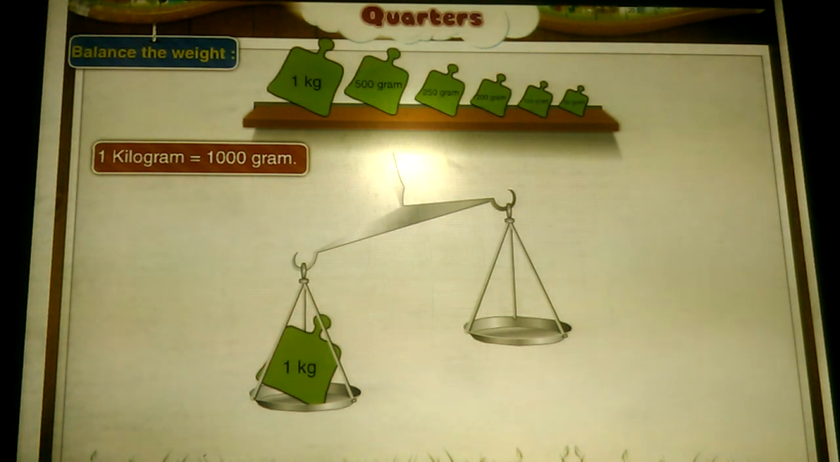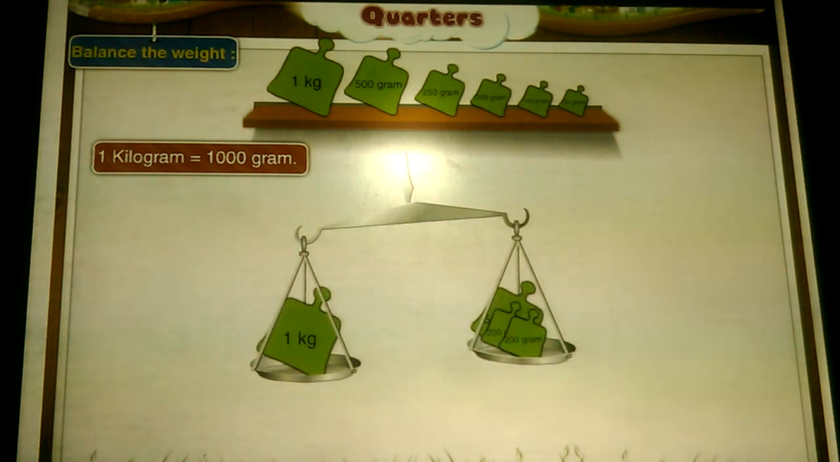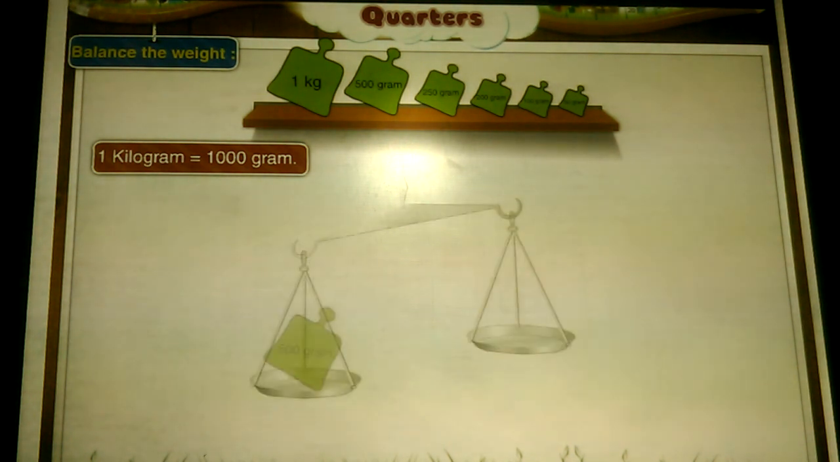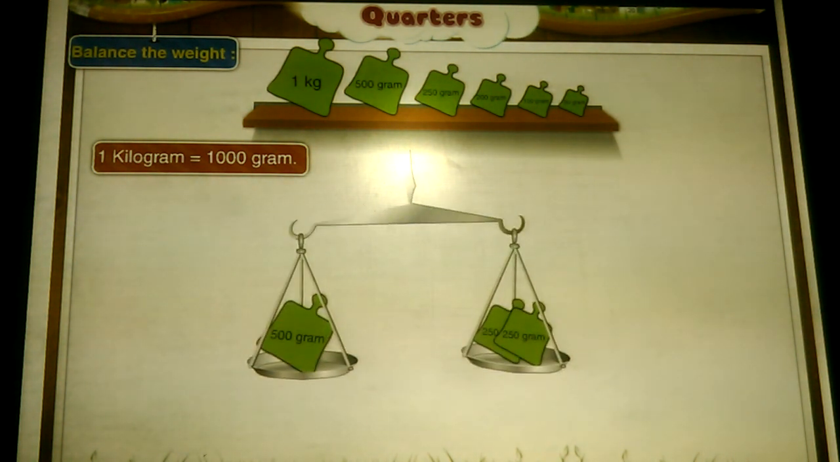4. If 1 kg weight is placed in one pan, then by putting 1 weight of 500 gram, 2 weights of 200 grams and 1 weight of 100 gram in the other pan, we can balance the 2 pans. 5. If the weight of 500 gram is placed in one pan, then by putting 2 weights of 250 gram in the other pan, both the pans can be made equal.